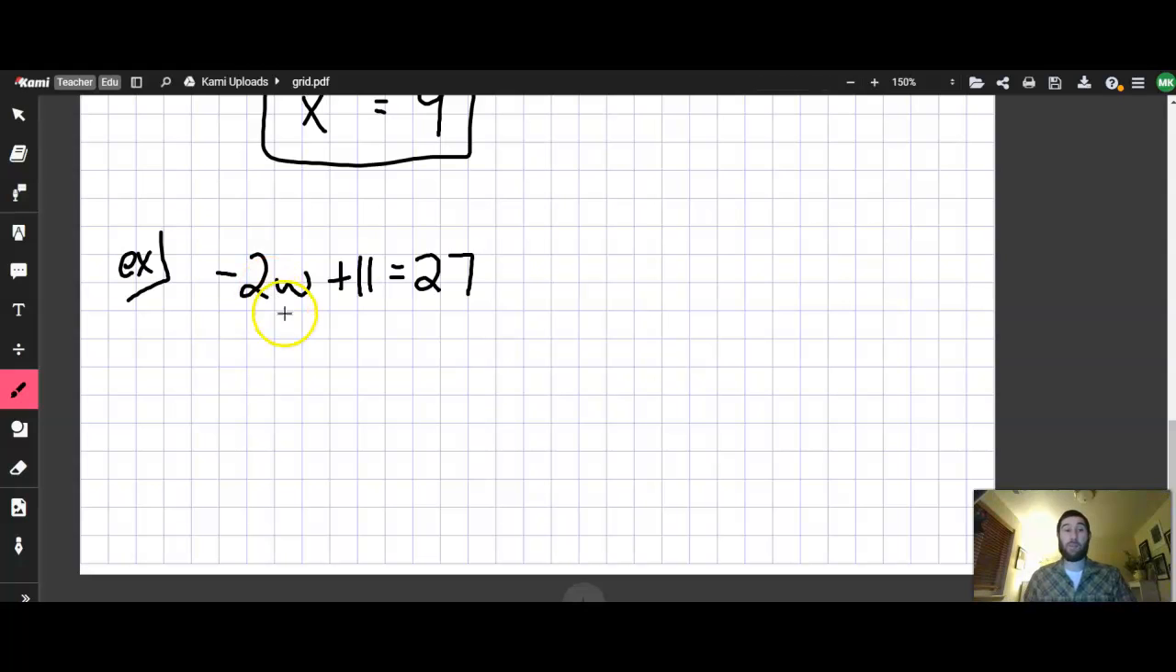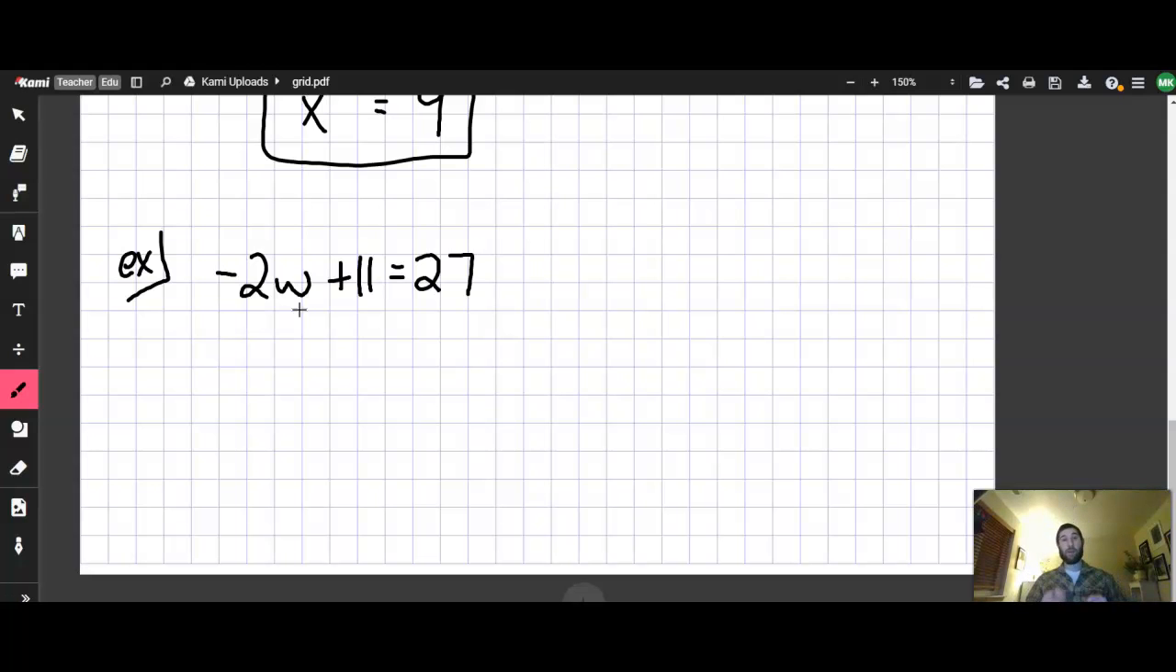The other thing is that there's a w here, and hopefully by now you're looking at that w and completely unfazed that it's not an x. If you're looking at that and going, wait, why isn't that an x? The thing you need to know is that a variable can be any letter, and it's still treated and solved just like it was an x.